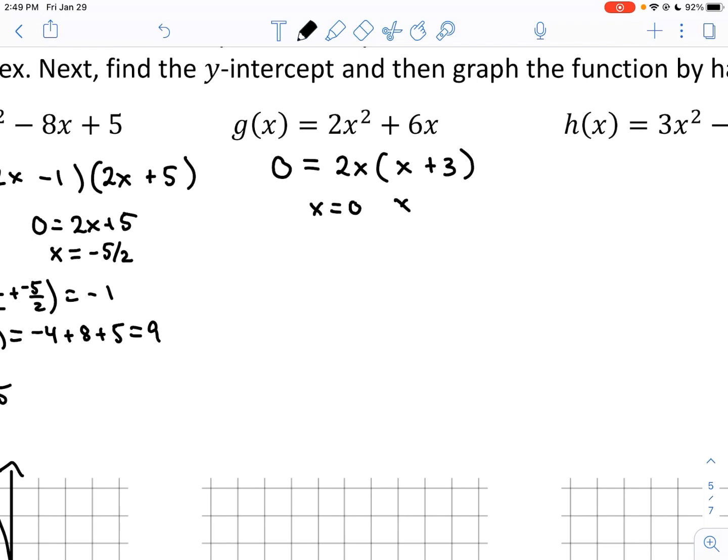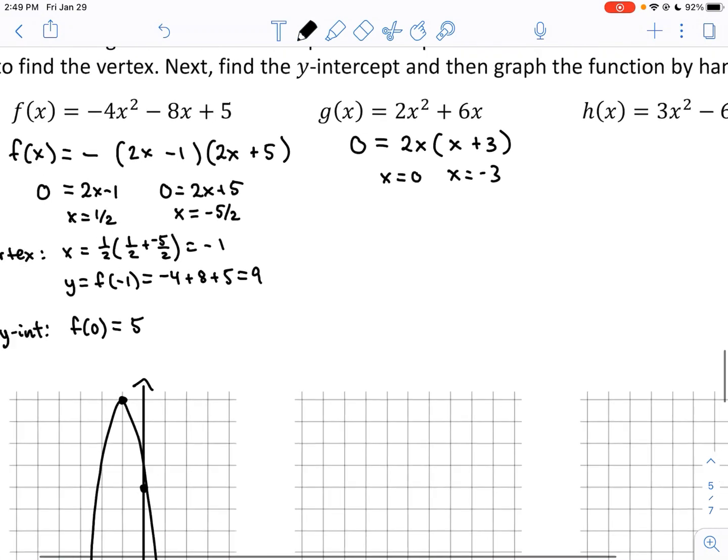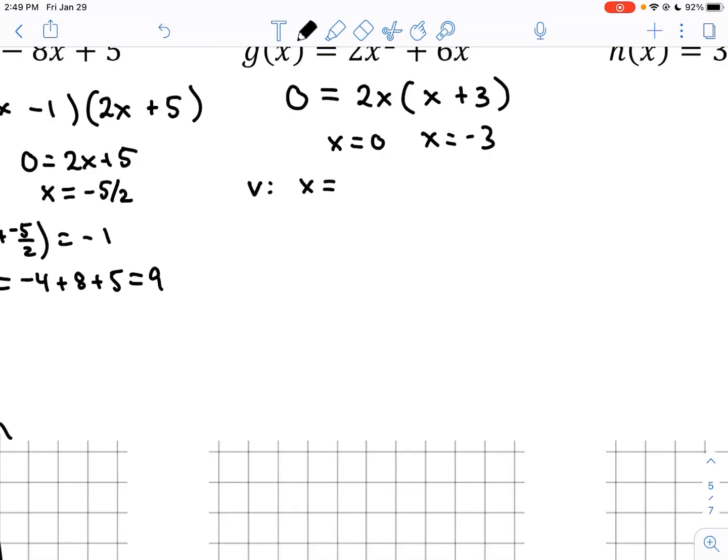And the other answer is if x is negative 3. So here's your 2 x-intercepts. Now let's go for the vertex. The x-coordinate will be 1/2 and average these 2 x-intercepts. So 0 plus negative 3, or 0 minus 3. So we get negative 3 halves.